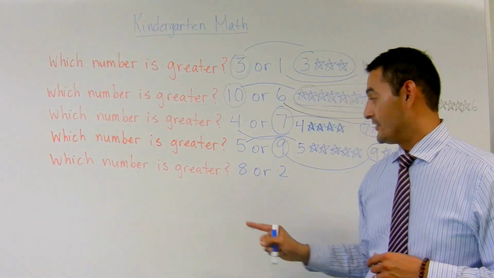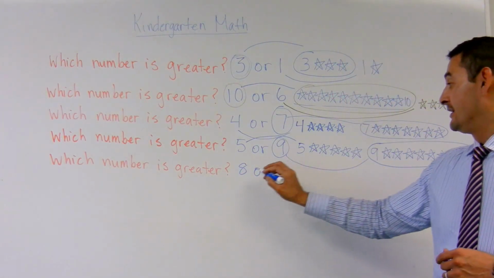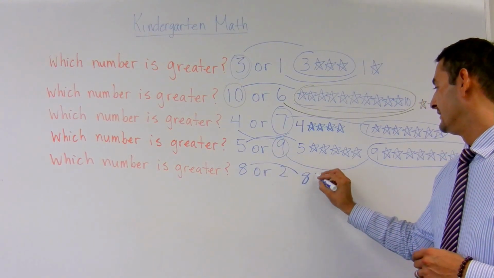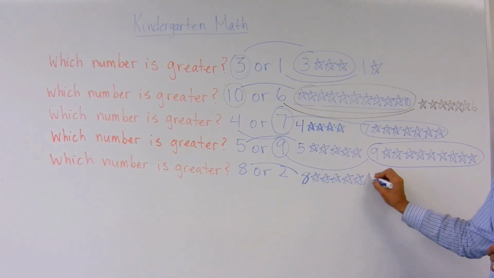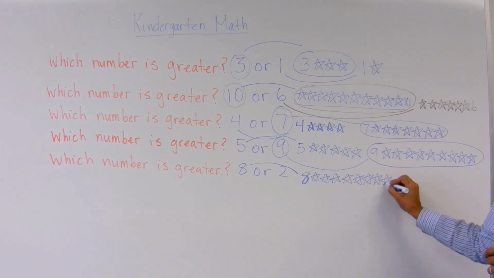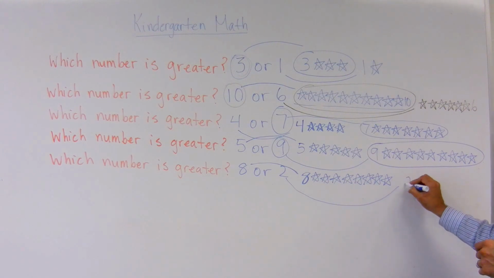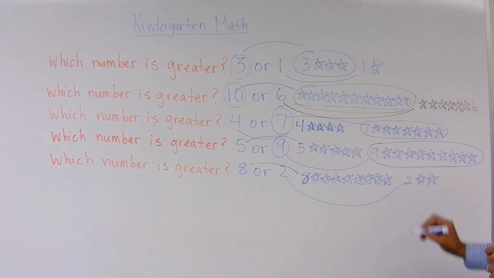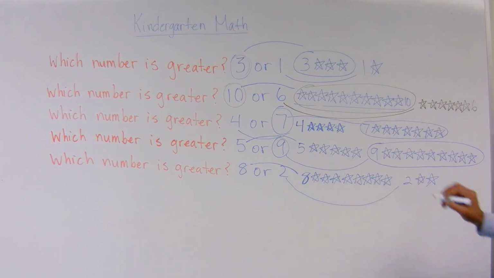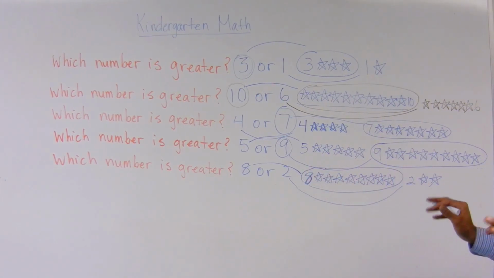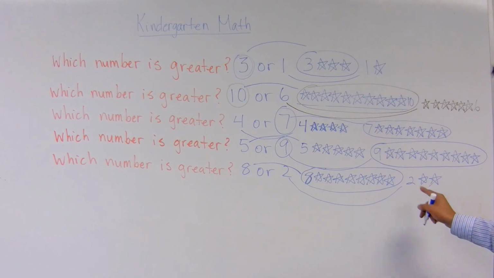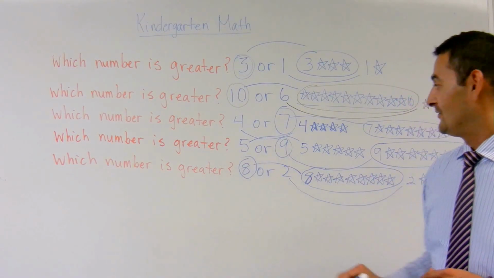Which number is greater, the 8 or the 2? I'm going to move my 8 over here. 1, 2, 3, 4, 5, 6, 7, 8. I'm going to move my 2 over here. 1, 2. Which number is greater, boys and girls? The 8 or the 2? Wow, why in the world are you so smart? My goodness, the 8 is the greater number. It's bigger than the 2, isn't it? Absolutely. So, there you go.